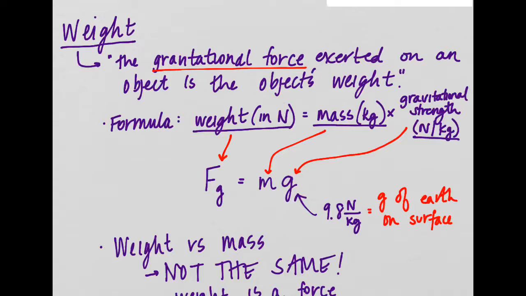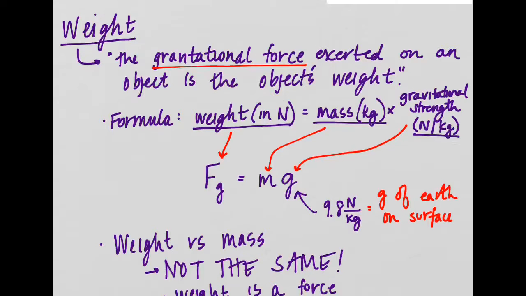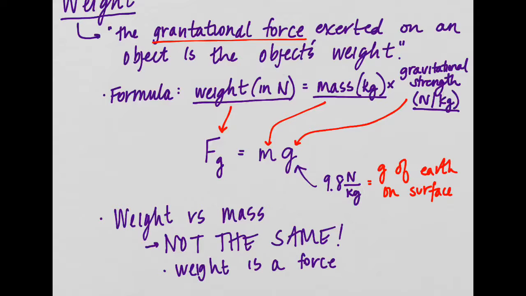The formula is Fg, or force of gravity, or weight, equals mass times gravitational strength. And this value, remember, this is little g, is 9.8 newtons per kilogram. This is g on Earth's surface, but g on the moon's surface would be 1.6 newtons per kilogram. So it depends on the planet, or where we are looking.